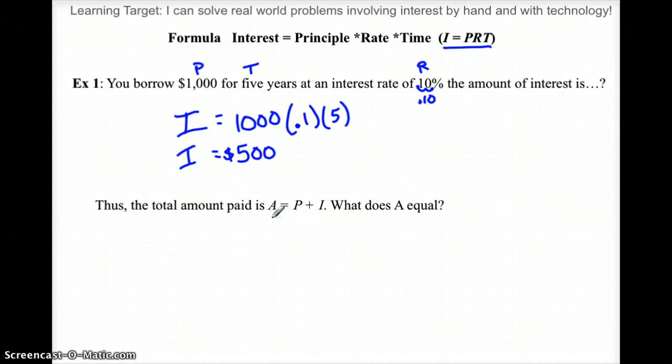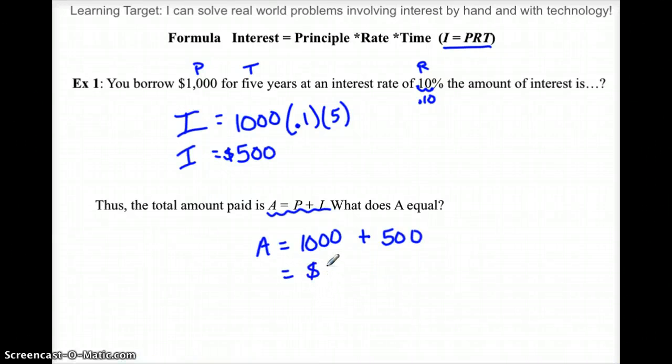Okay? Thus, the total amount that I pay for whatever I'm borrowing the money for, I'm really paying more than $1,000. I'm paying $1,000 plus $500, the fee to borrow that money. So I'm really paying $1,500 for whatever it is I'm splurging on. Okay, so interest can accumulate really quickly and make you pay more than you sometimes really want to.